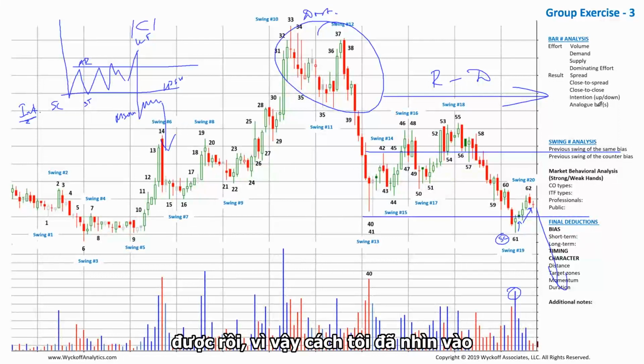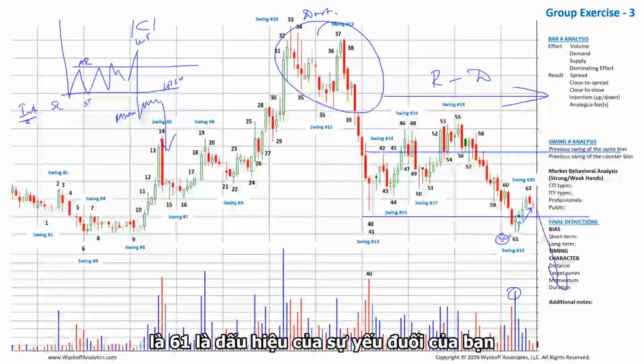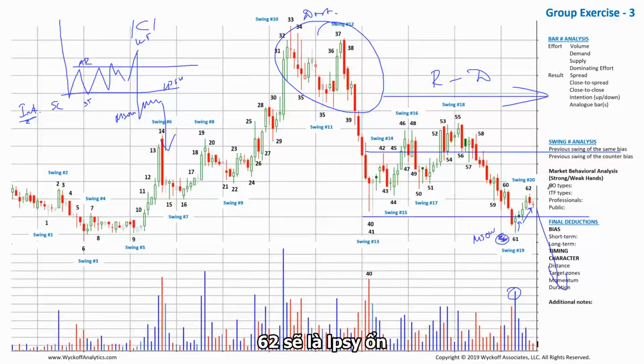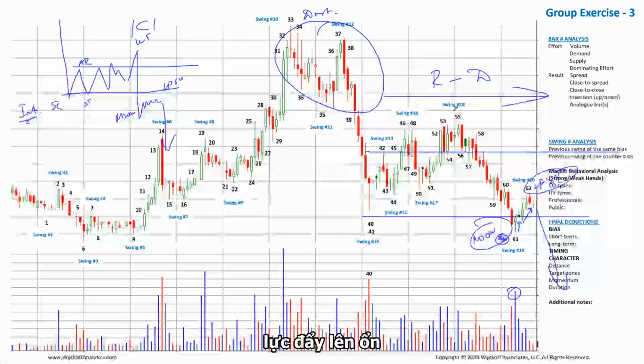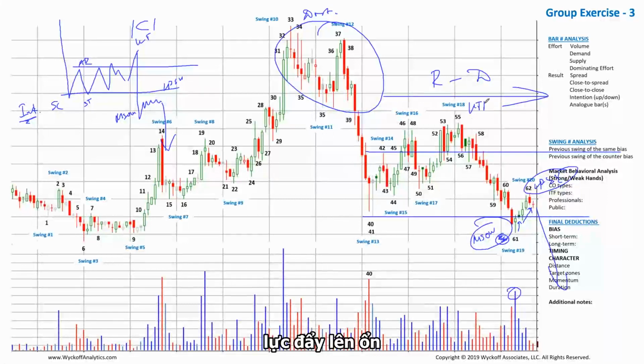Okay, so the way I was looking at it is 61 is your sign of weakness. 62 would be the LPSY. Then going back through there, then up, we're looking at 55, which would be the upthrust. That would be a phase C.